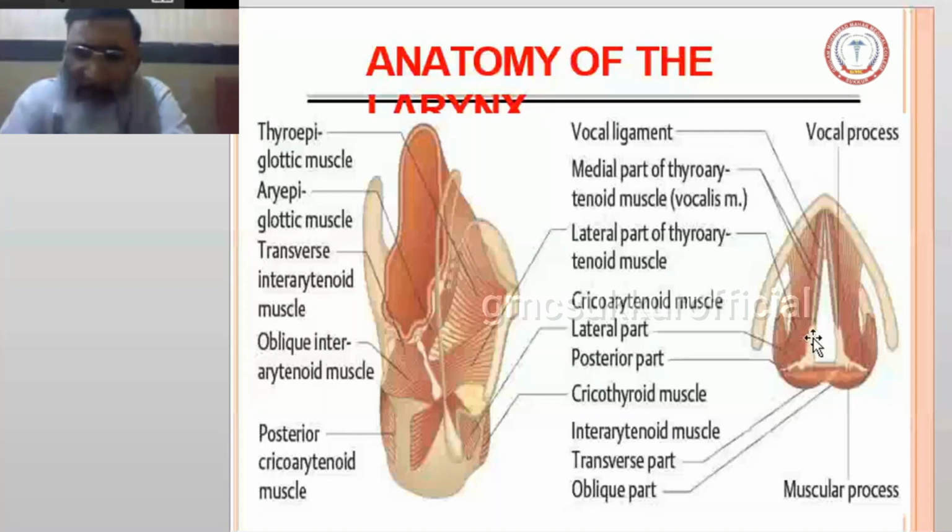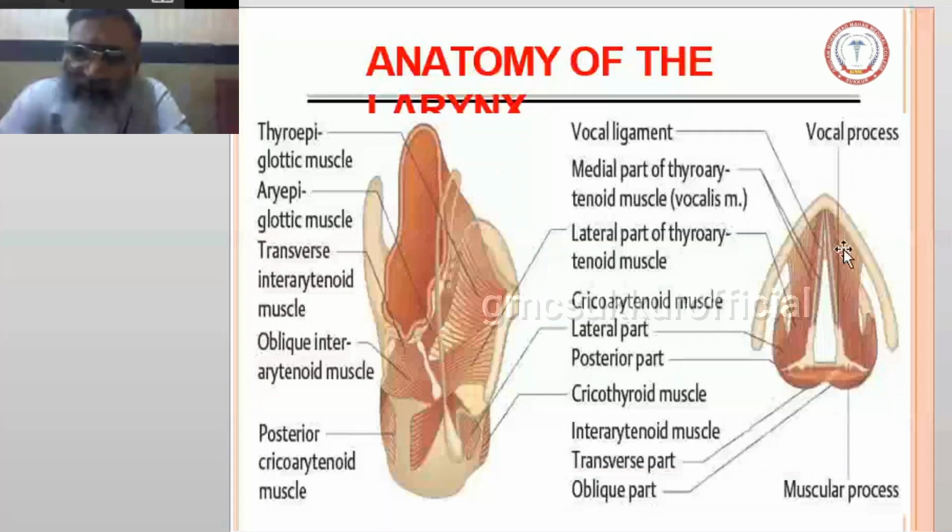An important one is the vocal cord. This is the vocal cord, anterior two-third by the vocal ligament, and posterior one-third vocal process of the arytenoid cartilage. This is the area where you have the phonation. This is the area where you have the production of the voice. Affection of this area leads to hoarseness of the voice or change in the voice.